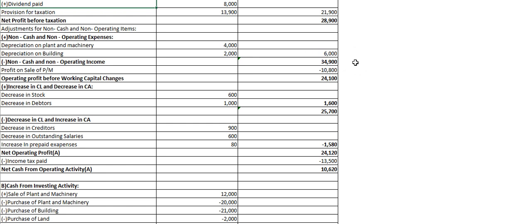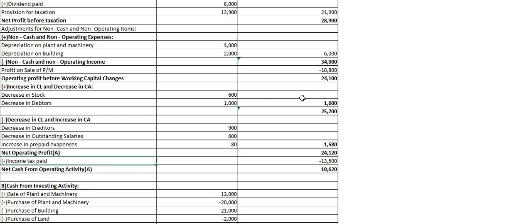So if you add 6,000 and minus 10,800, you get 24,100, which is nothing but our net profit before working capital changes. Now we will add the increase in current liability and decrease in current assets. So if current liability increases and the current asset decreases, you will add it.